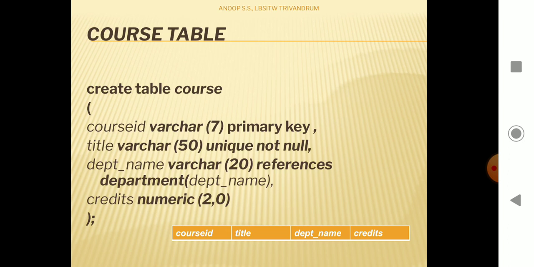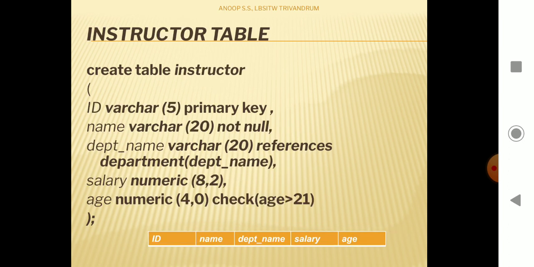Some other constraints are also mentioned, like unique and not null. The title of a course has to be unique and it should not be null. And a third table is also there, which contains an ID, name, department name, salary, and age.